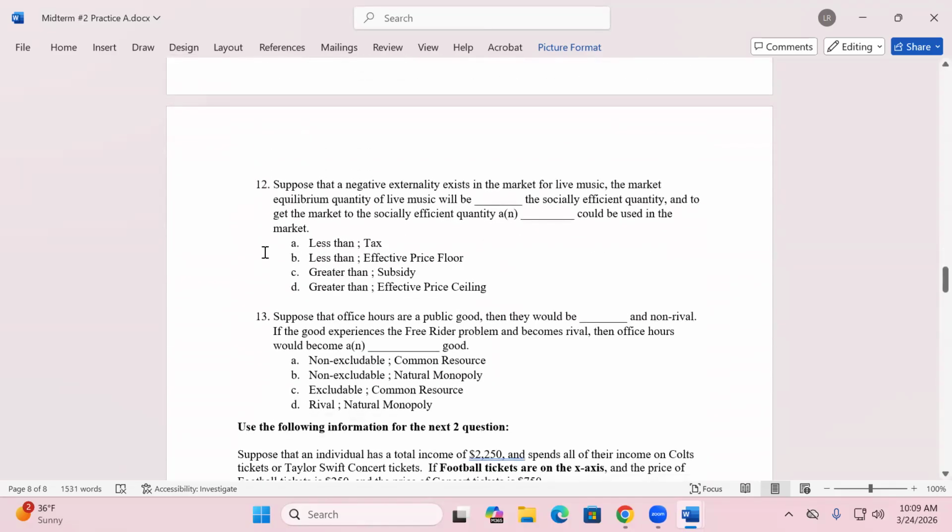Yeah, so we actually kind of hit these, right? If I have a negative externality and I'm comparing the market quantity to the socially efficient quantity, the market quantity is going to be what? Too high relative to where society wants it. The market quantity is too high, or greater than, right? Now, what could we use to solve the negative externality issue? How do I push the quantity to be lower? I could use a tax. I could use a price ceiling. I could use a price floor.